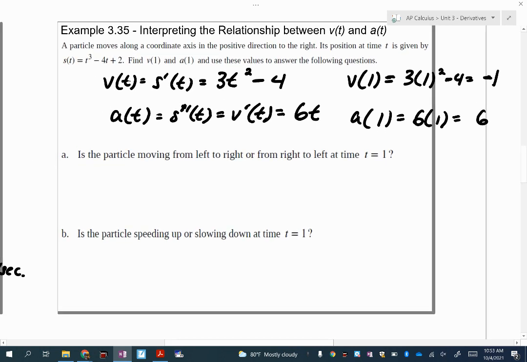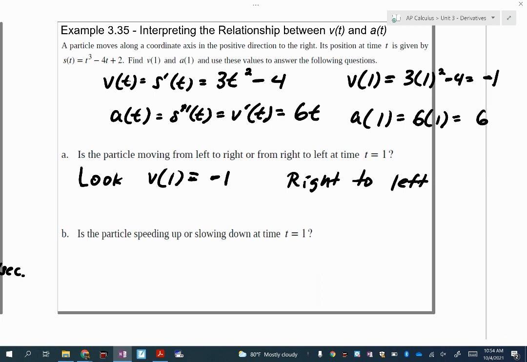Okay? Now, the question of is the particle moving from left to right or right to left at time t equals 1? The way you do this is you look at v of 1, and you notice that v of 1 is equal to a negative number, so negative 1. Because it has a negative number, the answer here is going to be right to left. All right, so if you're analyzing your velocity and it's positive, then it would be from left to right. Okay, so that's how we decide if a particle is moving from right to left.